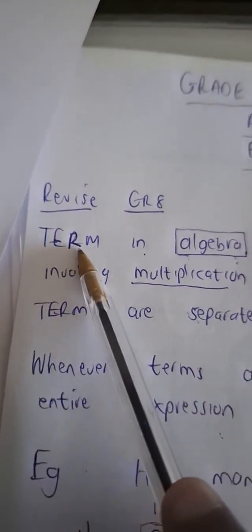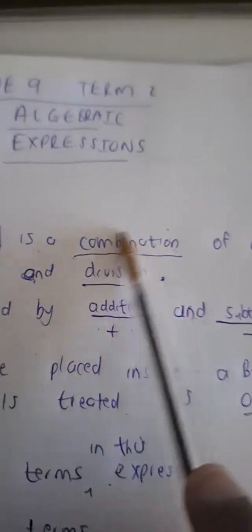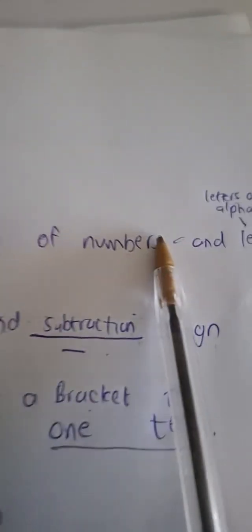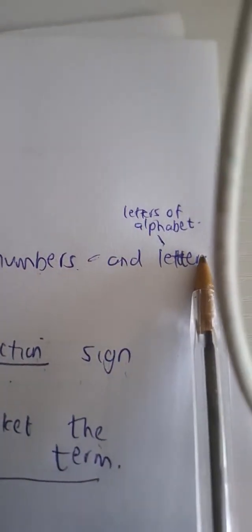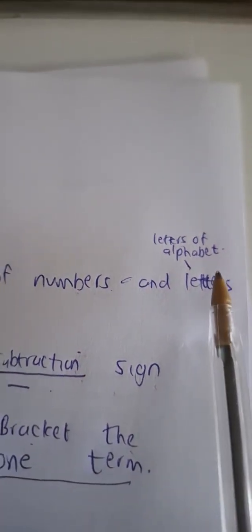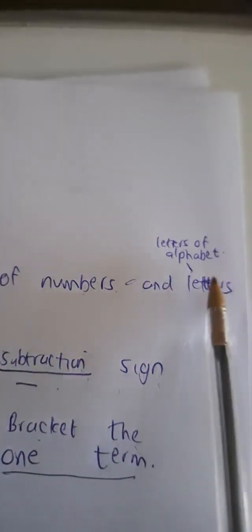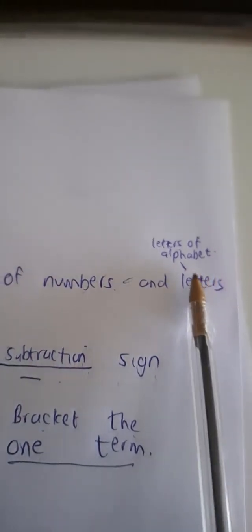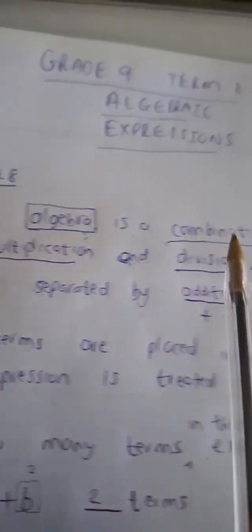So we said a term in algebra, we are doing algebraic expressions. A term in algebra is a combination of numbers and letters, involving multiplication and division. That's what a term is. Terms are separated by an addition and a subtraction sign, and whenever terms are placed inside a bracket, the entire expression is treated as one term.